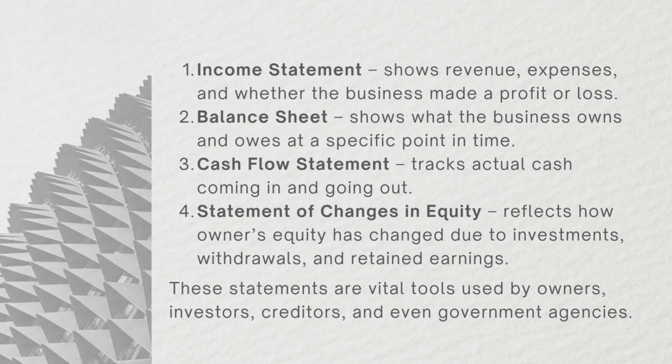shows what the business owns and owes at a specific point in time. 3. Cash flow statement tracks actual cash coming in and going out. 4. Statement of changes in equity reflects how owner's equity has changed due to investments, withdrawals, and retained earnings. These statements are vital tools used by owners, investors, creditors, and even government agencies.